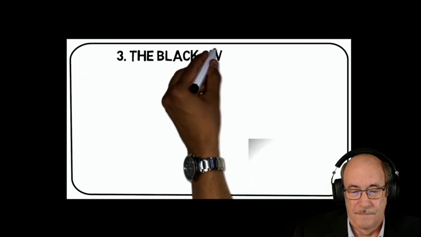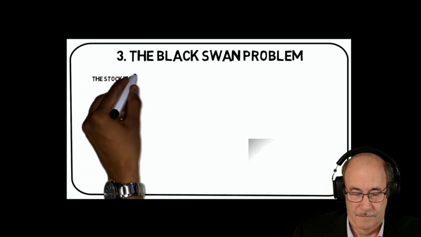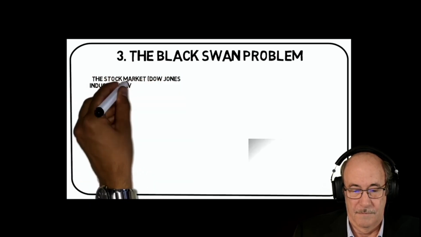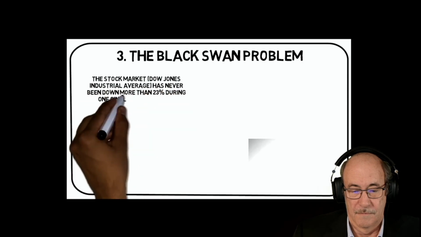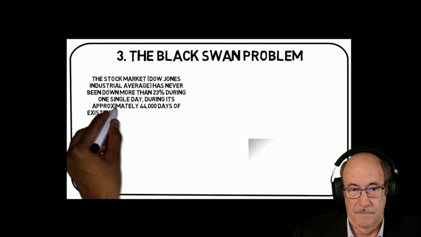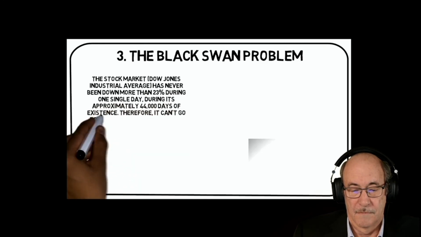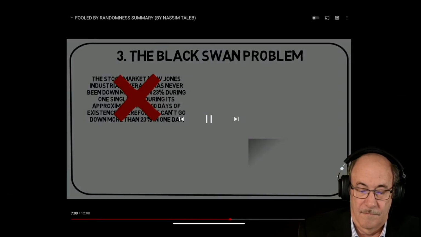Takeaway number 3, the black swan problem. What do you think about this statement? Is it true or false? The stock market, as in the Dow Jones Industrial Average, has never been down more than 23% during one single day, during its approximately 44,000 days of existence. Therefore, it can't go down more than 23% in a day. Of course, this statement is false.